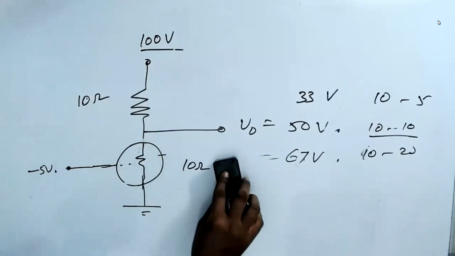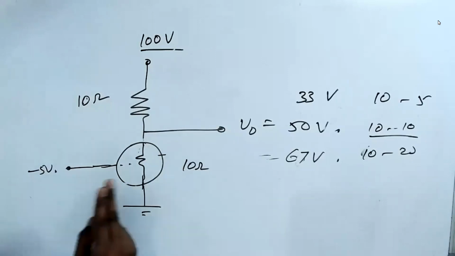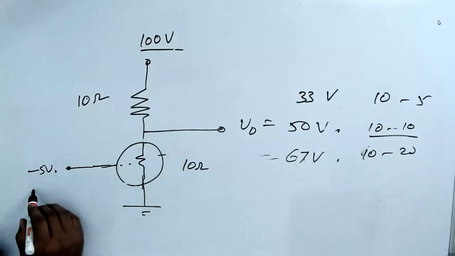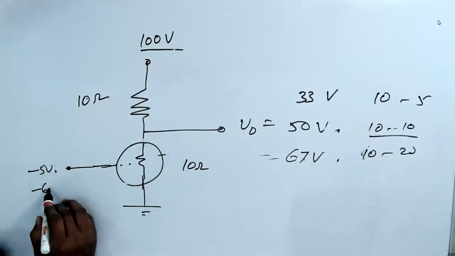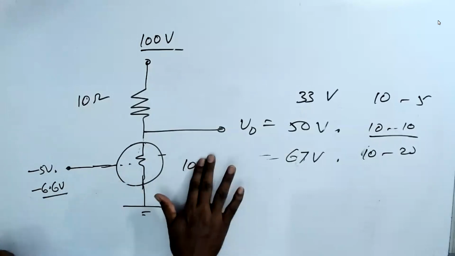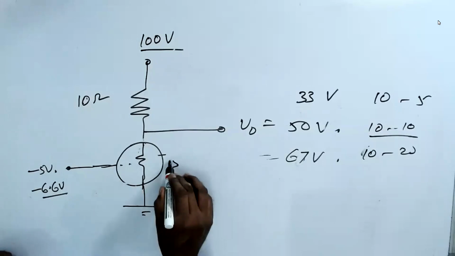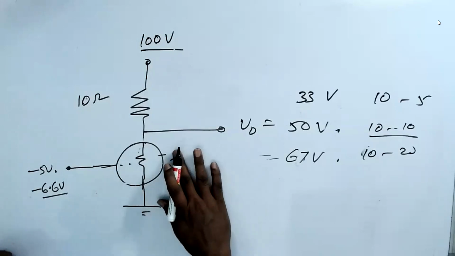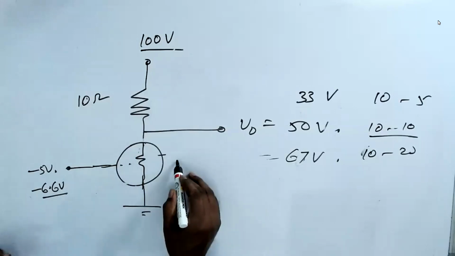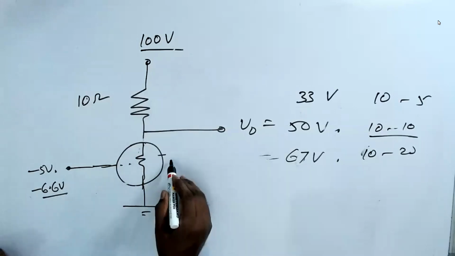Understand? When I apply 6.6 volt, the resistor value will come down to 5 ohm. When I give more negative voltage, current will come down, so it becomes 20 ohm.